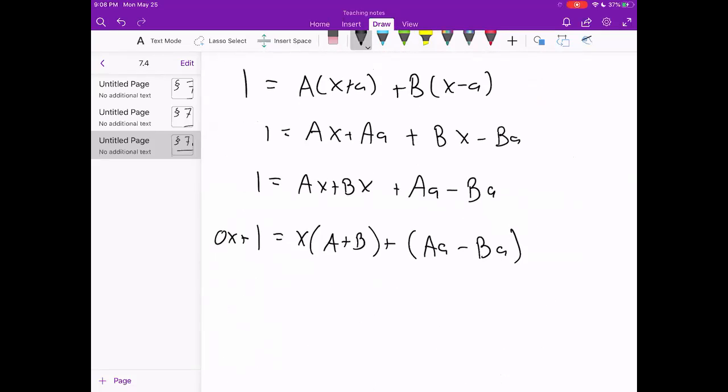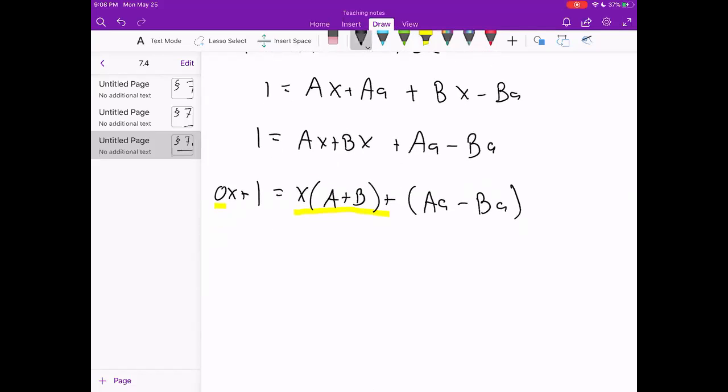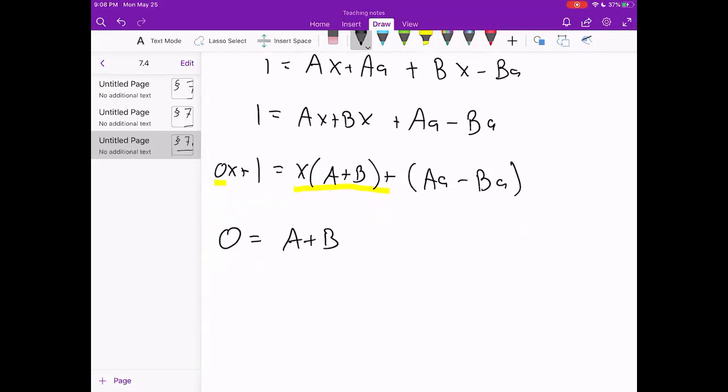So I'm comparing the sides and saying these two polynomials are equal to each other. That means the coefficient in front of the x here and the coefficient in front of the x here have to be the same. That tells me 0 is equal to a plus b, for my first equation. And my constants also have to be equal if these polynomials are going to be equal. So you get 1 is capital A, little a, minus capital B, little a.